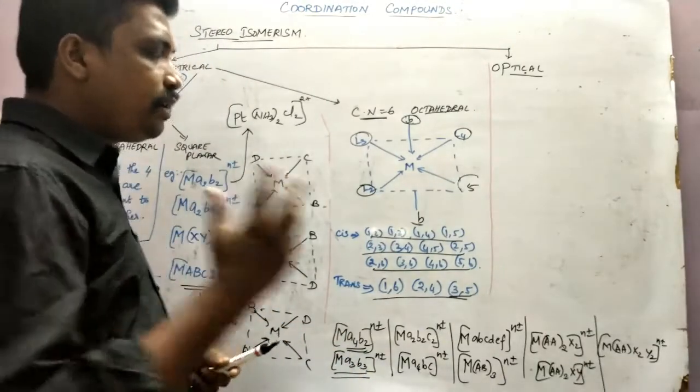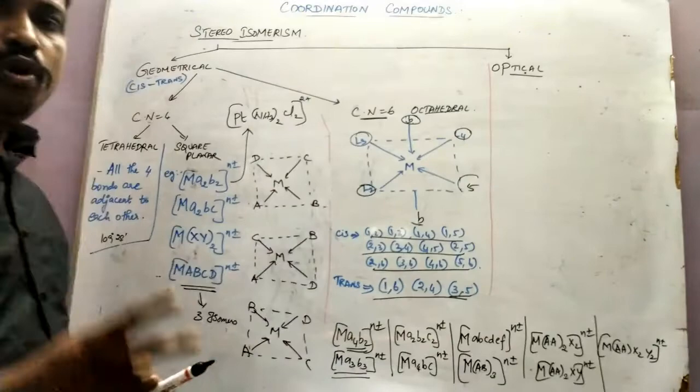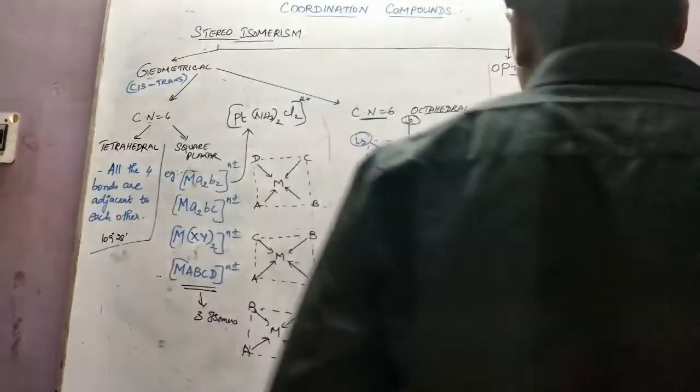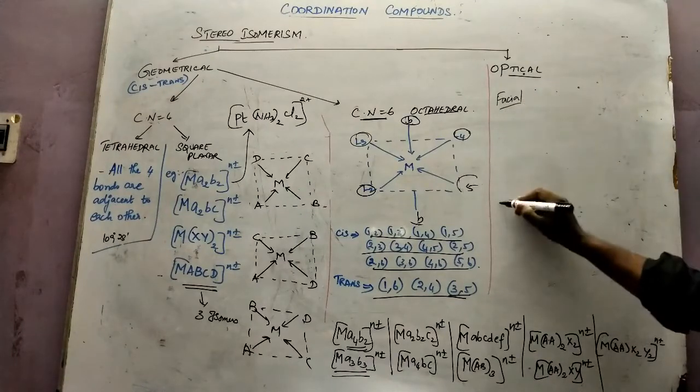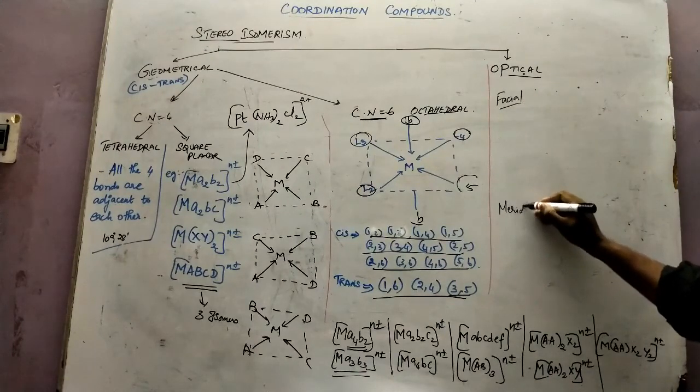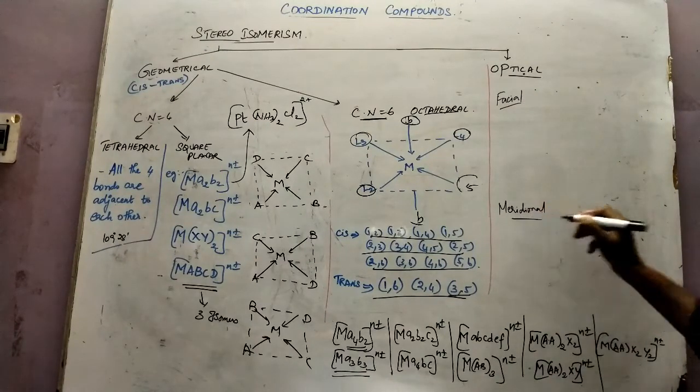Especially in this isomer, Ma3B3 type, we are going to classify this into 2 main isomers. One is called facial isomer and another one is called meridional isomer. Meridional isomer. What is it, sir?